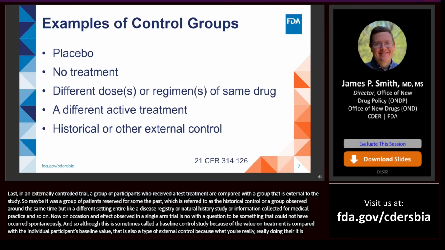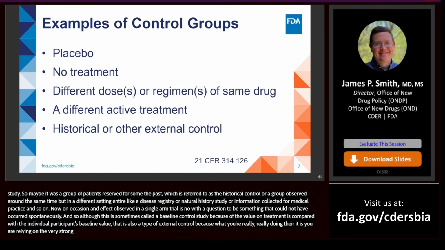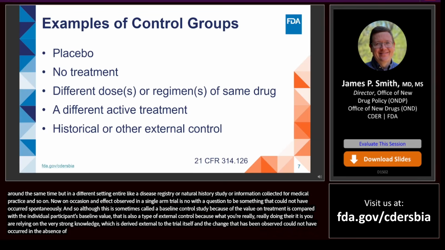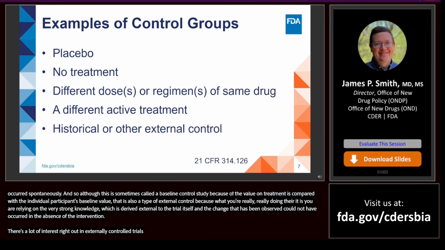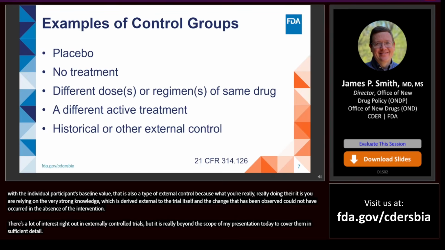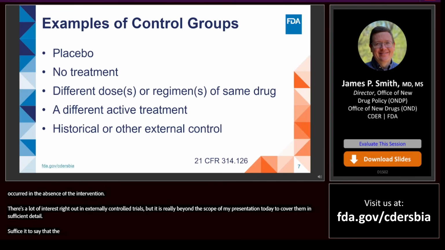And there is a lot of interest right now in externally controlled trials, but it's really beyond the scope of my presentation today to cover them in sufficient detail. Suffice it to say that the lack of an internal concurrent control arm and randomization and blinding require exceptionally careful consideration of various ways that bias could be introduced into the trial and whether it's even possible to sufficiently mitigate these limitations to result in an interpretable trial.